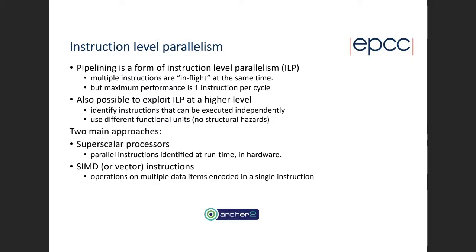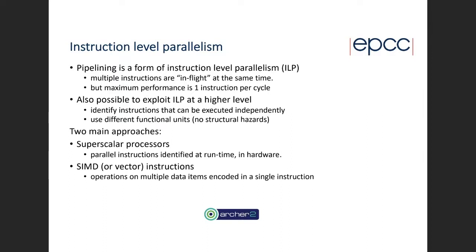Okay, let's move up a level then. Instruction level parallelism. You can think of pipelining as a form of instruction level parallelism because multiple instructions are in flight at the same time, but the maximum performance you get from pipelining is one instruction per cycle.